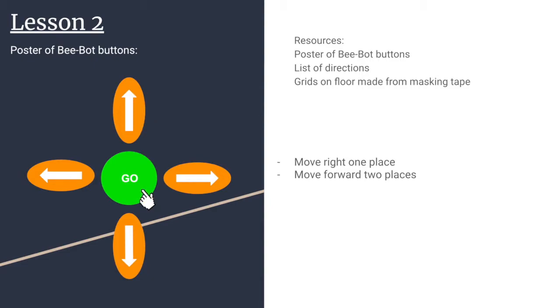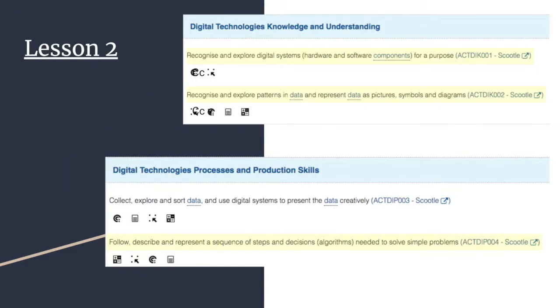This activity allows students to become familiar with the functions and algorithms of the BBots. The use of the poster alongside the activity will continue to develop the knowledge of coding and computational thinking necessary for Lesson 3. Lesson 2 fulfills the Australian curriculum requirements for digital technologies as students recognise and explore the components or systems of BBots, use the poster to recognise and explore BBot patterns, follow, describe and represent a sequence of steps and decisions needed to move their peers from one location to another.